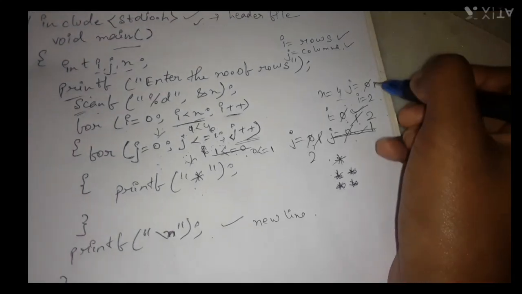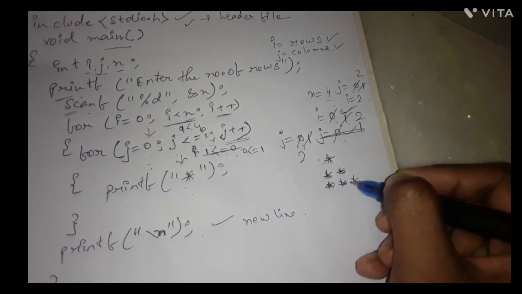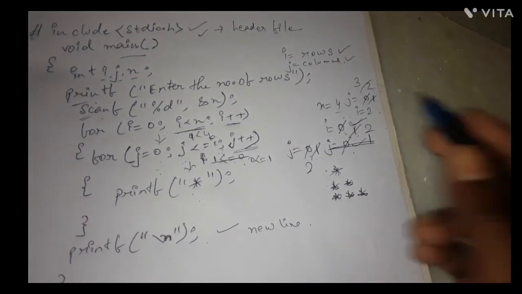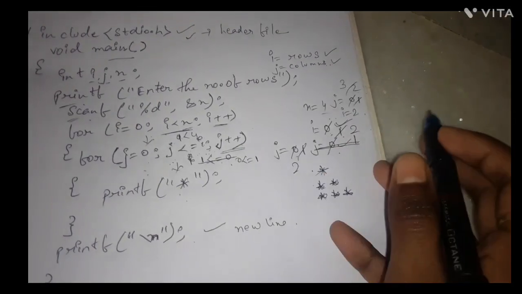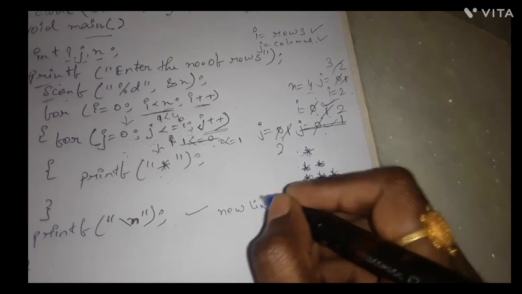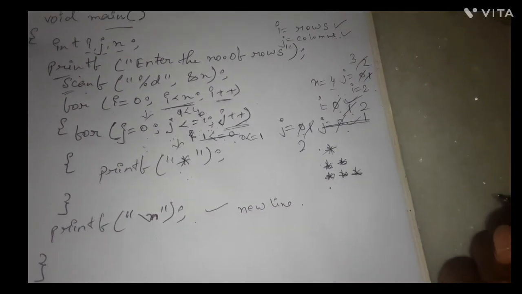Again J plus plus, J becomes 2. 2 less than or equal to 2, condition true. We'll print another star. Done. Again J plus plus, J becomes 3. 3 less than or equal to I. I is what? 2. 3 less than or equal to 2? No. So we'll exit from this inner loop and generate a new line. The cursor will move over here. This outer loop is still going on.